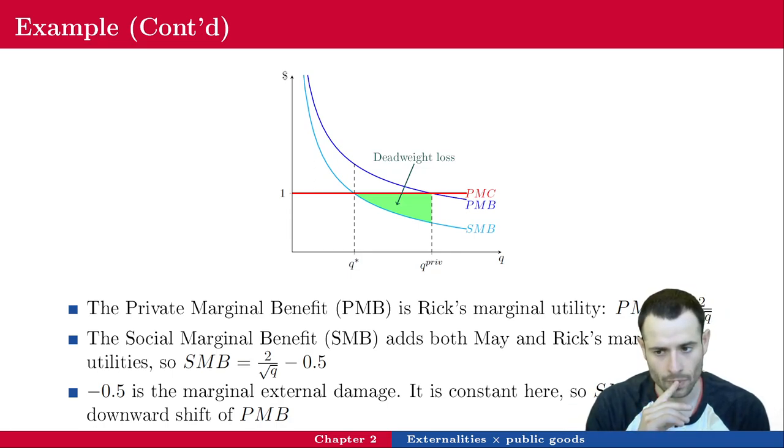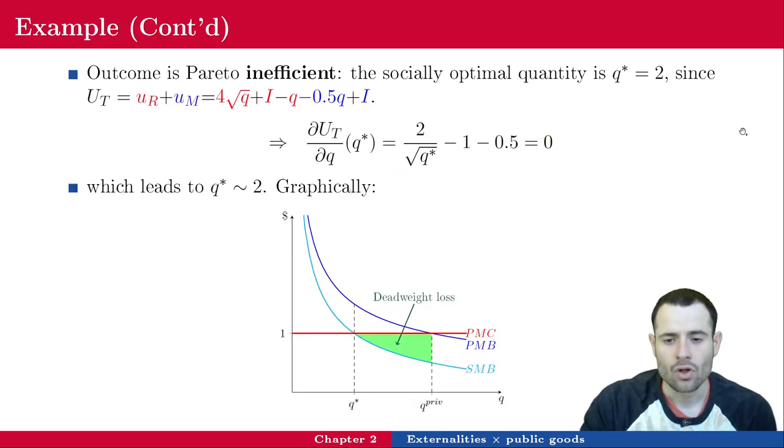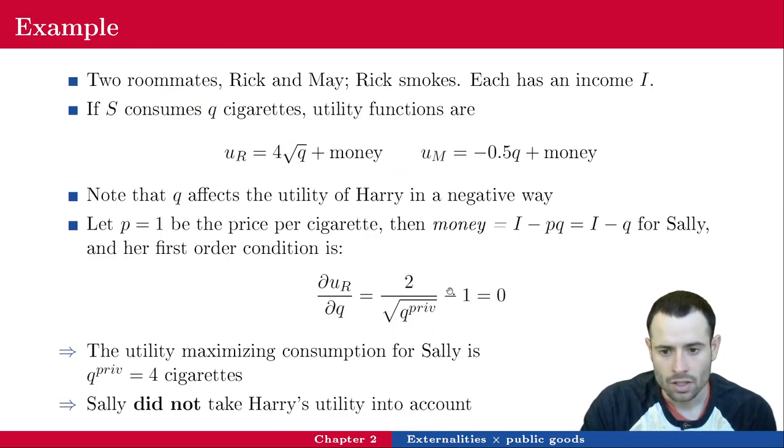Remember, the one here is not part of the utility. The one here is part of the budget constraint. This one here is the private marginal cost. This is what goes to the other side. The marginal utility is the derivative of this thing, just this, with respect to Q.